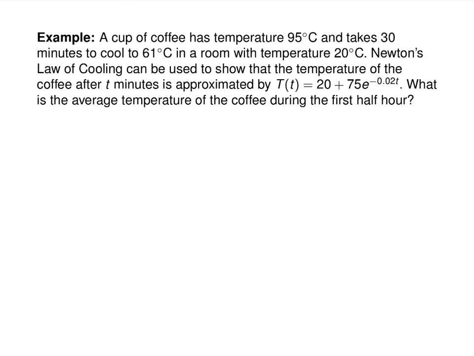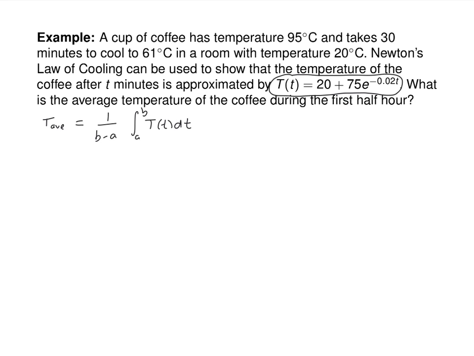What that Newton's law of cooling accounts for is that the coffee cools quickly initially, and then the rate of cooling decreases as time passes, as the temperature of the coffee sort of decreases to the room temperature. So we want to figure out what is the average temperature of our coffee. So Tav will equal 1 over b minus a integral a to b T of little t dt.